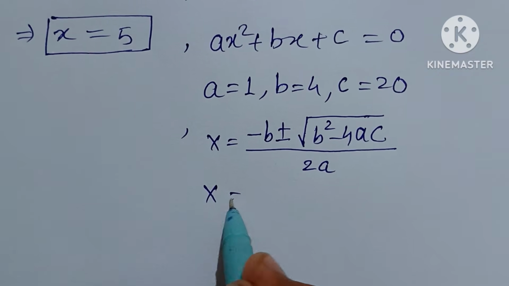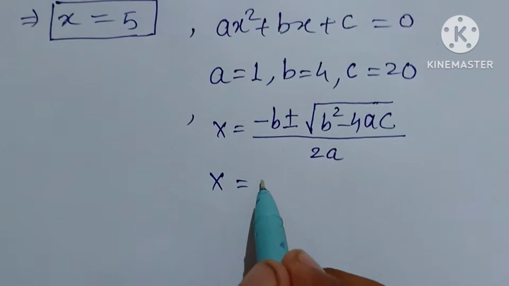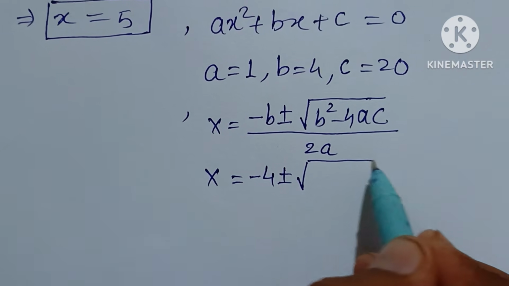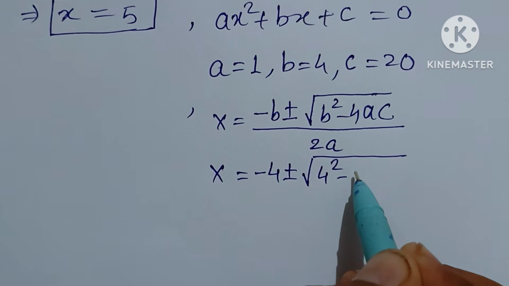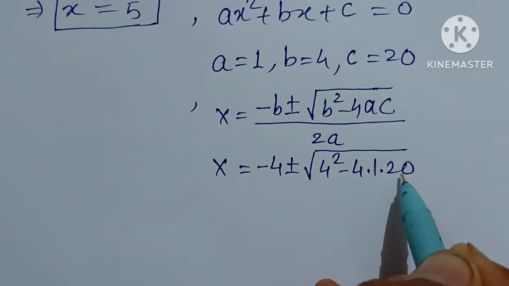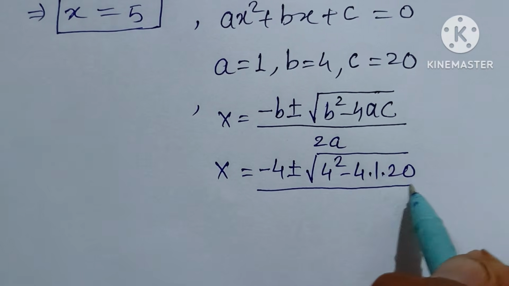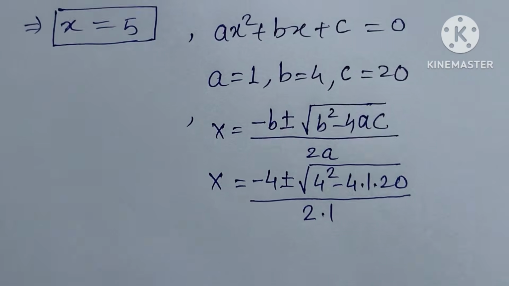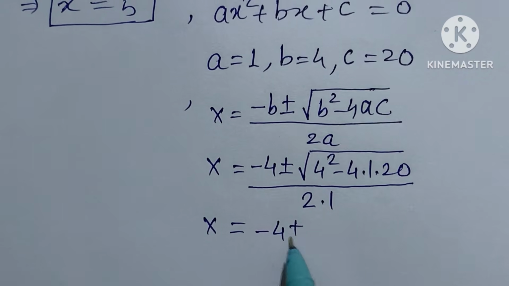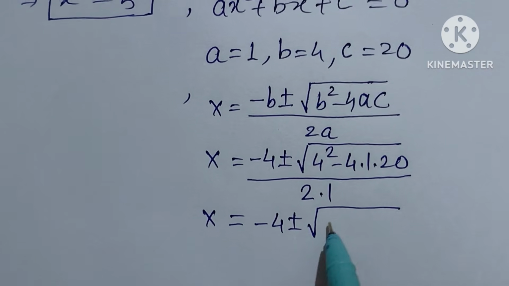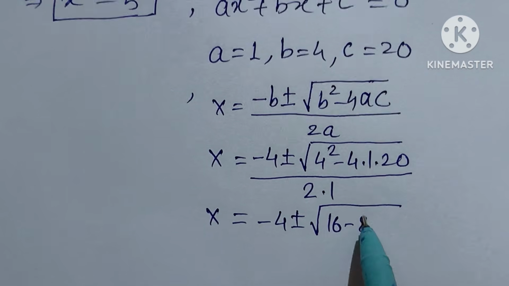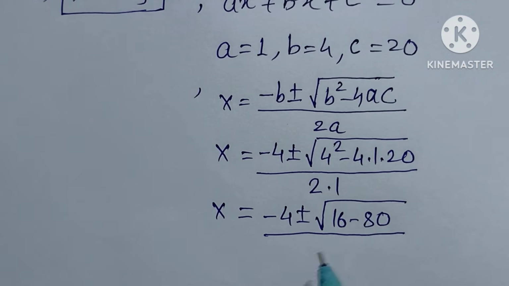Now the value of x equals -b ± √(b² - 4ac) divided by 2a. Here b is 4, so b² is 4 squared, minus 4 into 1 into 20, since the value of a is 1 and the value of c is 20, divided by 2 into 1. That is x = (-4 ± √(16 - 80)) / 2.